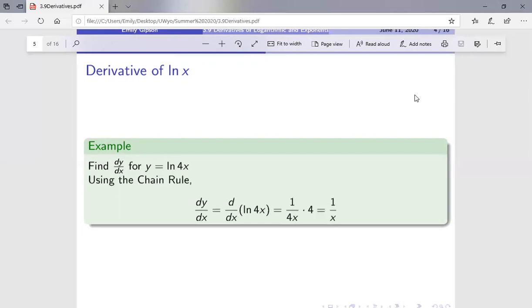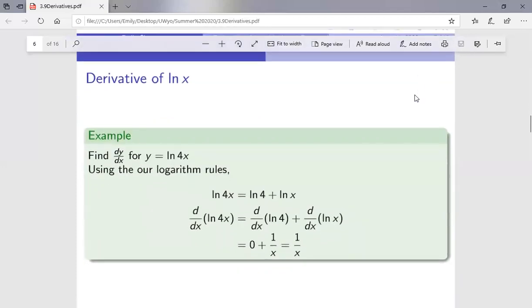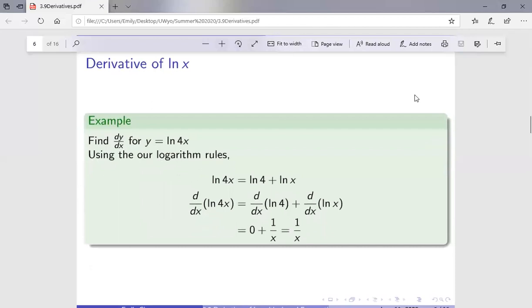Now, there's another way that we could possibly do this problem, and it's by using our logarithm rules. So earlier I presented that the ln of a plus the ln of b is the same as ln of a times b. We can undo that. We can unwrap that. So the ln of 4x is the same as ln of 4 plus the ln of x. When we go to take our derivative, we just use the sum rule, and we have d dx of the natural log of 4.